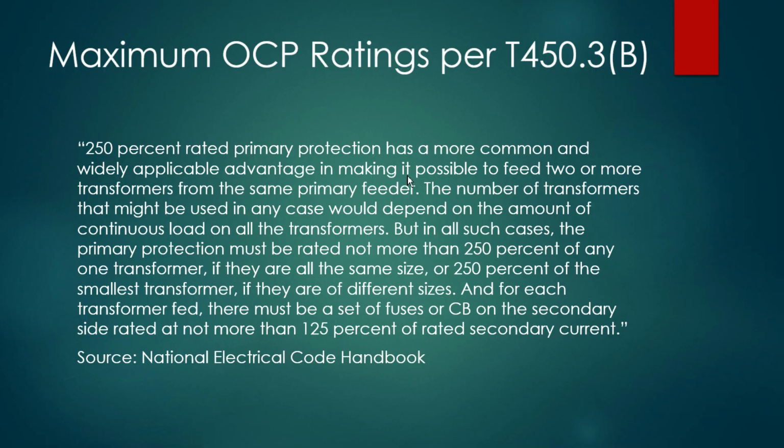Now, I'm going to read this to you. This is talking about when you might want to use the 250%. It says 250% rated primary protection has a more common and widely applicable advantage in making it possible to feed 2 or more transformers from the same primary feeder.